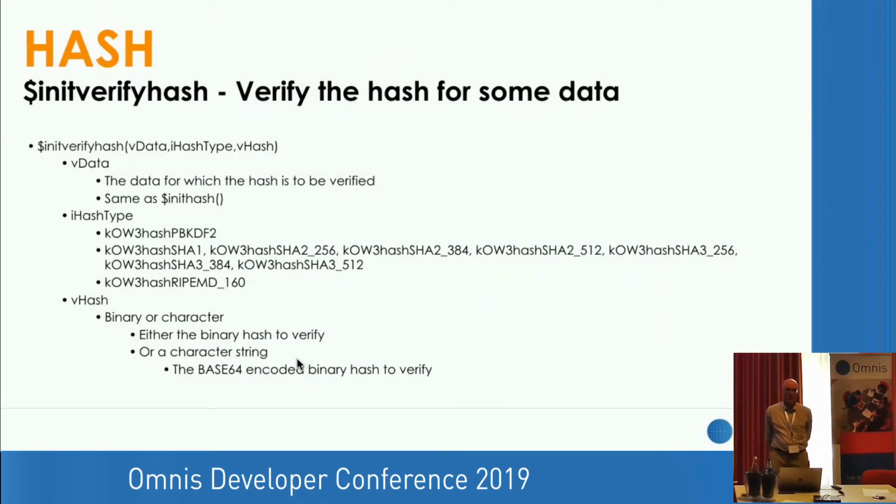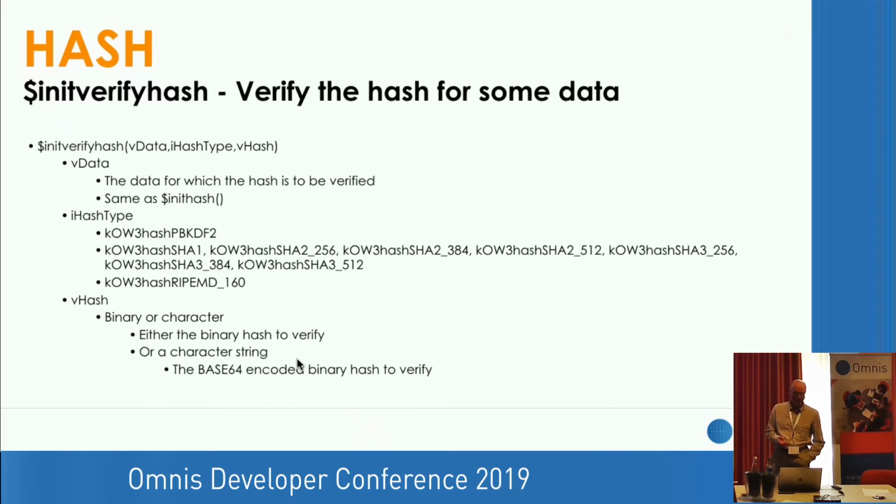Now, if you have a hash and you want to verify it against some data, we have a different method here, $init verify hash. So you'll pass in the data for which the hash is to be verified, and this works in just the same way as the data parameter to $init hash, so it's either character or binary. For PBKDF2, character will be converted to UTF-8. If it's not PBKDF2, character will be the path name of the file containing the data that you want to verify against the hash.